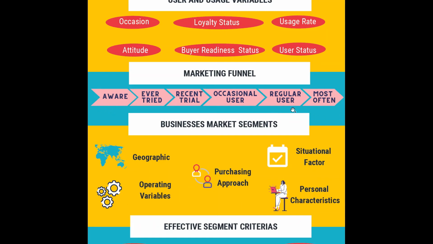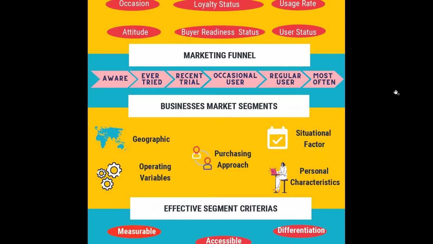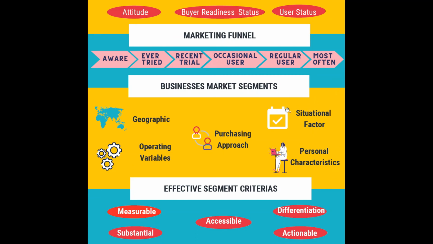So this is the marketing funnel from least to the most often. This one is just aware, but they did not use the product yet. This one they have tried, but it was a long time ago. This one they recently tried, but did not continue with the product. Occasional: they use it only sometimes, once in a blue moon. This one they use it regularly, most of the time. Regular user: every day, or in one day they use it a lot. So this goes from the least towards the most frequent user.